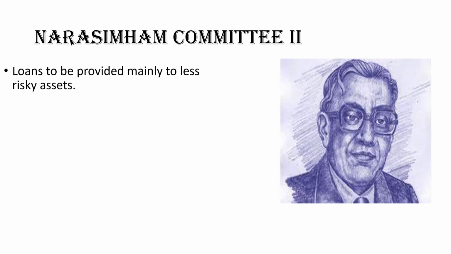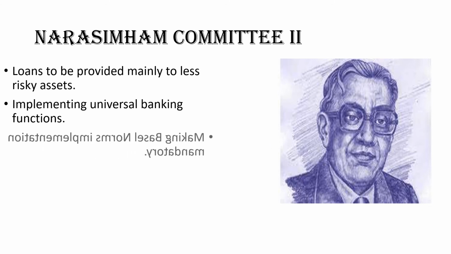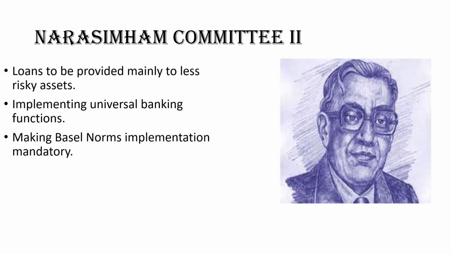Loans to be provided to less risky assets, or the narrow concept of banking was to be done, which means loans must be given to the less risky parties only. Implementing universal banking, that is, all other functions of the banks like investing, advisory, mutual funds, insurance, etc., should be implemented in the country. Making it mandatory to implement Basel norms and capital adequacy ratio in the banking sector.